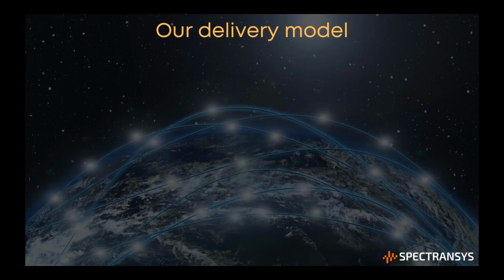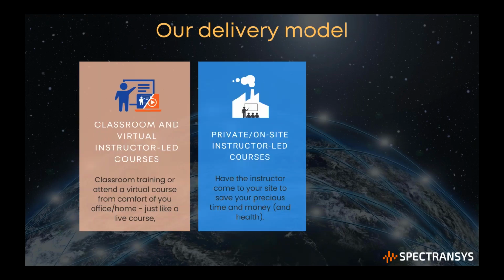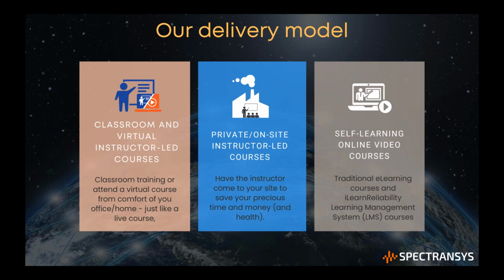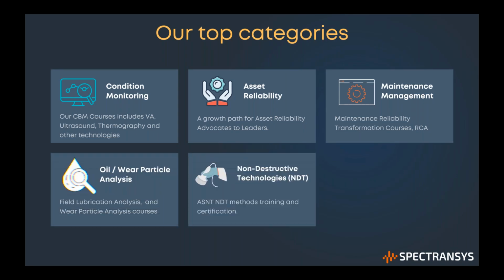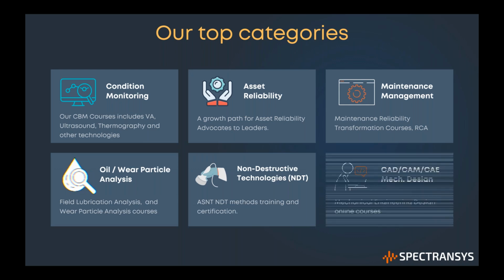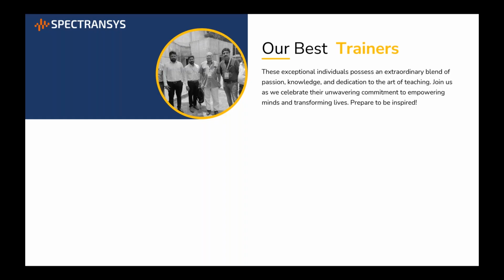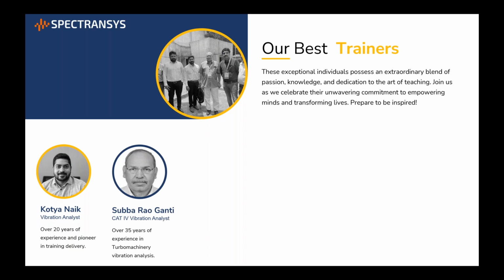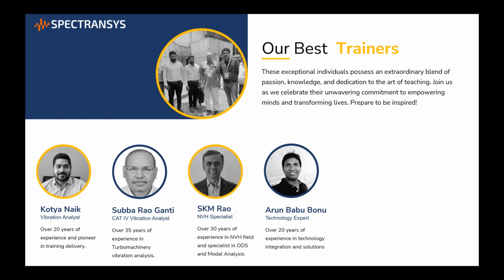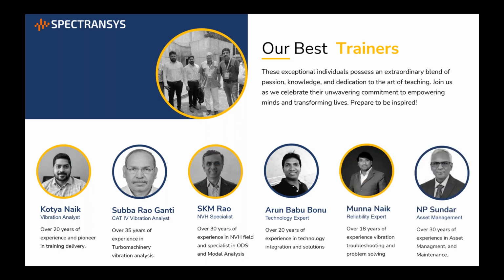Our delivery model includes classroom and virtual instructor-led trainings, private and on-site trainings, and also self-learning online video courses. The top categories are condition monitoring, asset reliability, maintenance management, oil and wear particle analysis, NDT (non-destructive testing), and some mechanical design courses. You can see all these top category courses on our website. Some of the best trainers are aligned with us: myself, Dr. Subbarao Ganti, SKM Rao, Arun Babu, Munna Nayak, and NP Sundar. They are specialists in their areas, with almost 30 to 35 years of experience.